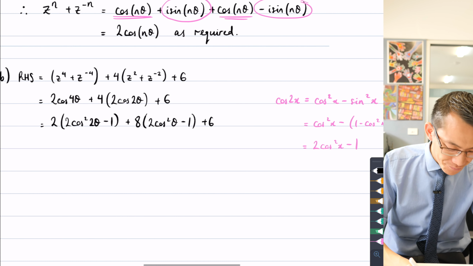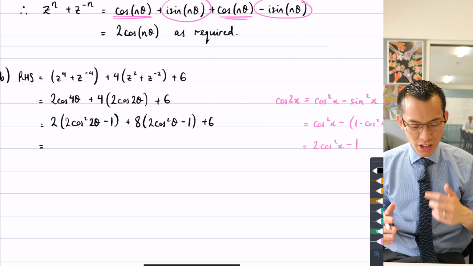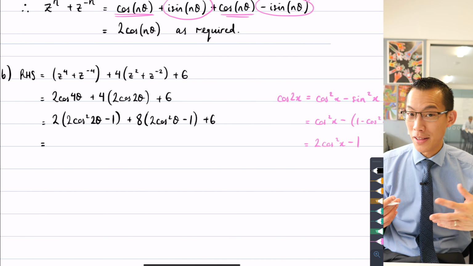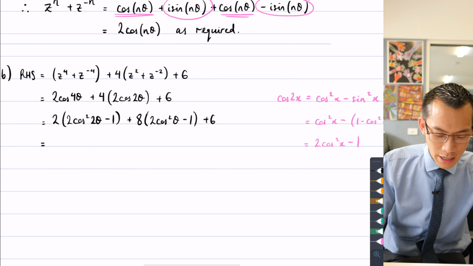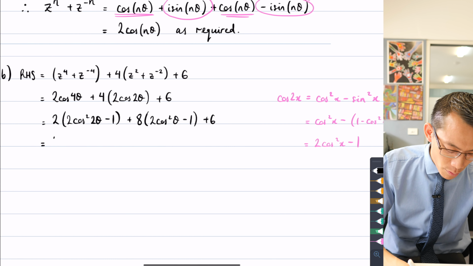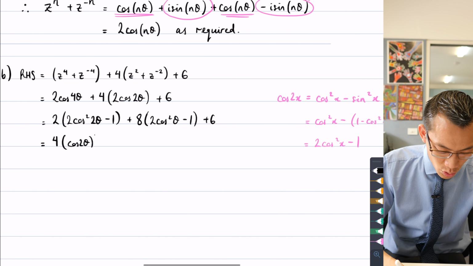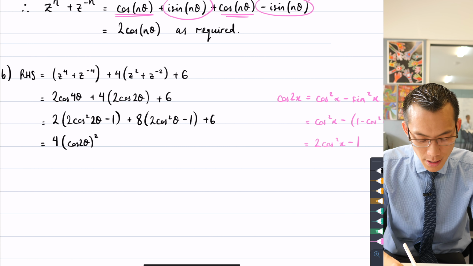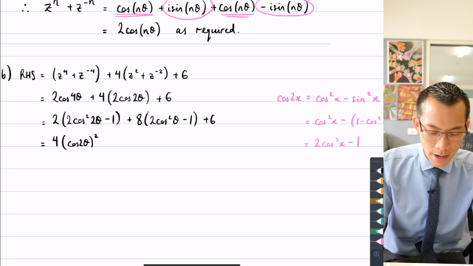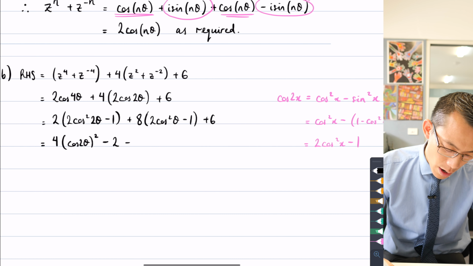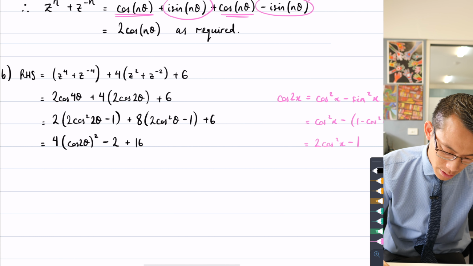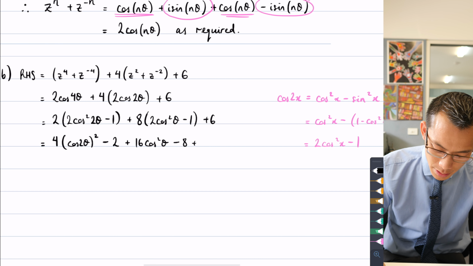I add 6. Let's do some expanding, and then you're going to see I'm going to have to do the double angle formula again. So I've got 4 times cos squared 2 theta, but just to make things really clear, I'm going to write that as 4, and then you can see it's cos 2 theta being squared. That's what cos squared is shorthand for, right? I've also got 2 times negative 1, which is minus 2. What do I have in here? So 8 times 2 is 16. And then I also have minus 8 plus 6.